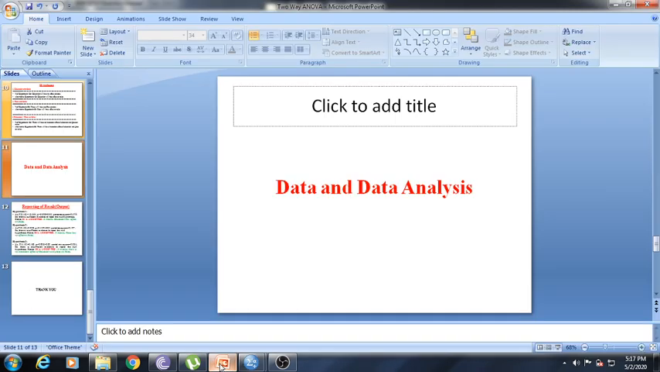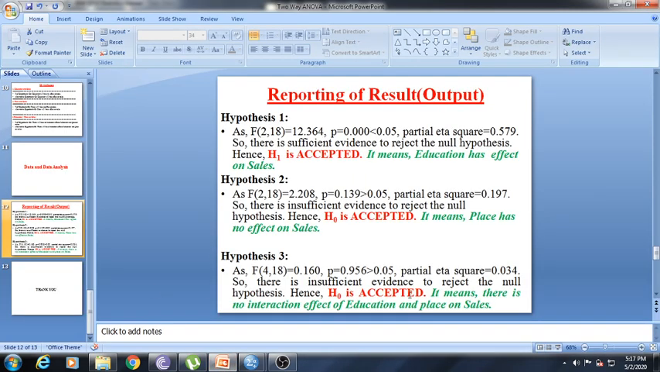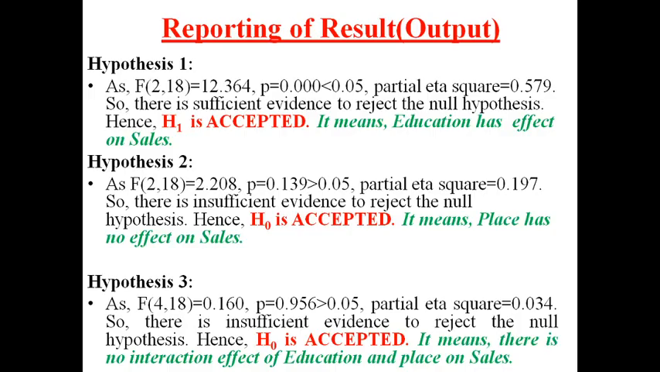Now how to report this? To report this, we will go to the slide. Hypothesis 1: the F value at 2 and 18 degrees of freedom is 12.364, and the P value is 0.000, which is less than 0.05. Partial eta square is 0.579. So there is sufficient evidence to reject the null hypothesis. Hence H1 is accepted. It means education has effect on sales.